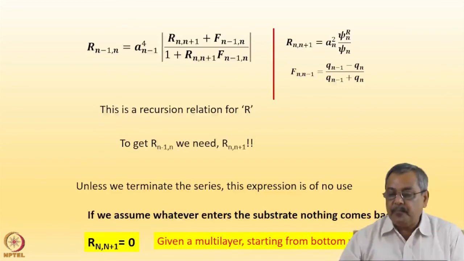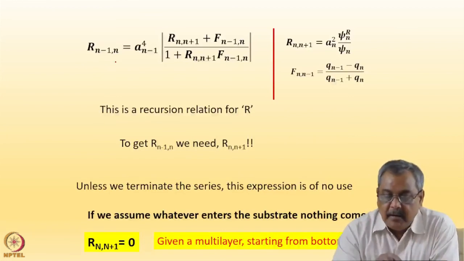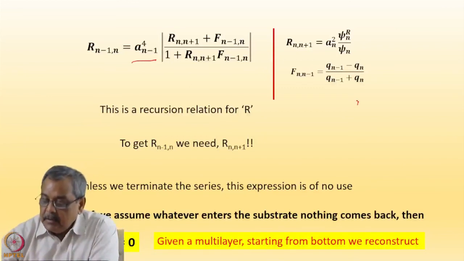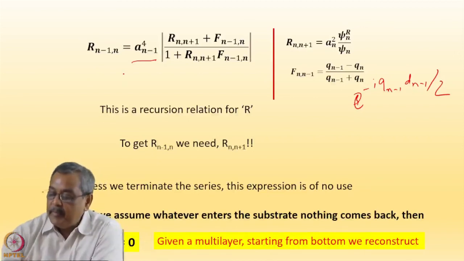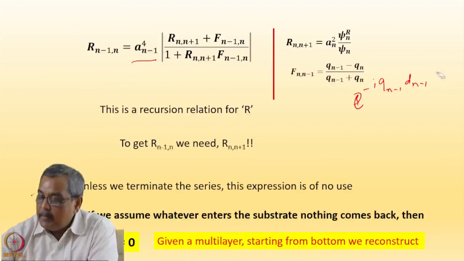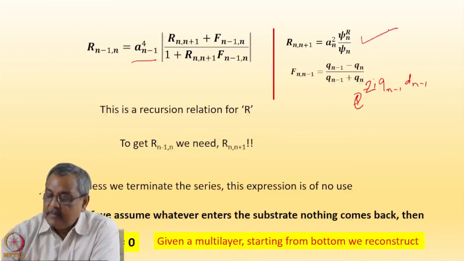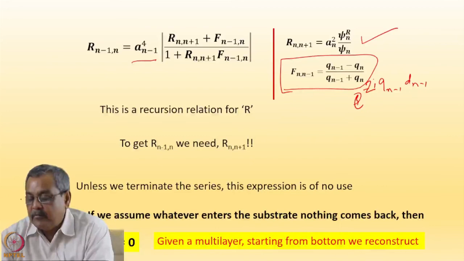So I can write down a parameter r_{n-1,n}. This is given by a_{n-1} to the power 4, where a_{n-1} was e to the power minus i q_{n-1} d_{n-1} by 2. So apart from these constant factors, to the power 4 means it will be e to the power twice i times this. But in that you have r_{n-1,n}, which is a_n square psi_n by r psi_n. This is the reflection amplitude if I had only the n minus 1 and nth layer.